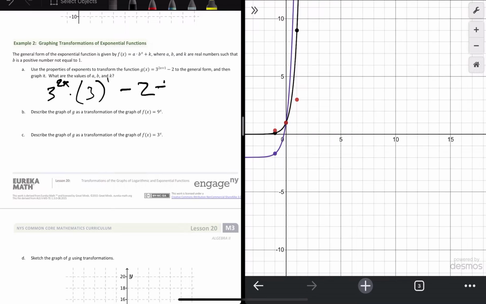So let's just rewrite that as 3 to the first. That would be 3. Now what's 3 squared? Well, that's 9. So we can do 9x. Okay, so this is here, this is here, and then we can say minus 2. We'll just bring it over.